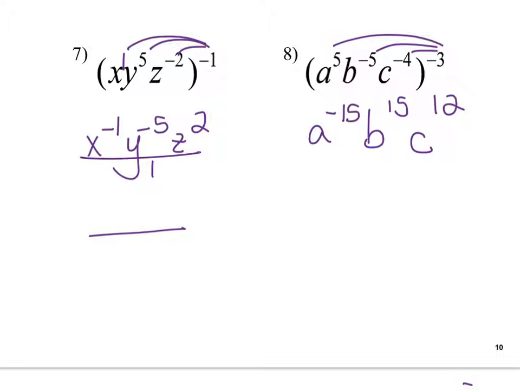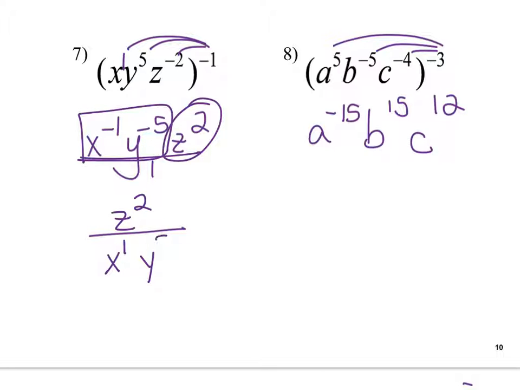So here I have a fraction. I just distributed everything in. Z squared does not have a negative exponent, so that stays on the top. But these two do, so those move to the bottom. And you can leave the 1, put the 1, doesn't matter. Same deal with this one. Everything's in the top right now. This one is in the wrong place. The other two are good.